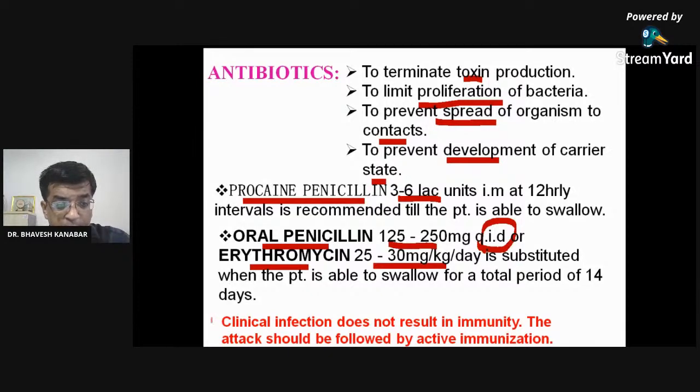Now, one most important thing, clinical infection does not result in immunity. It is not sure that if we get diphtheria, then we are immune to diphtheria further. There can also be a chance that we can get diphtheria a second time. So an attack should be followed by active immunization. Whenever the patient has diphtheria, after the management, after the patient is free from diphtheria, again we have to give immunization to prevent a second attack of diphtheria. So it is not like in the case of measles or chickenpox, where one attack gives lifelong immunity and protects the child from further attack. But in case of diphtheria, it is not so.